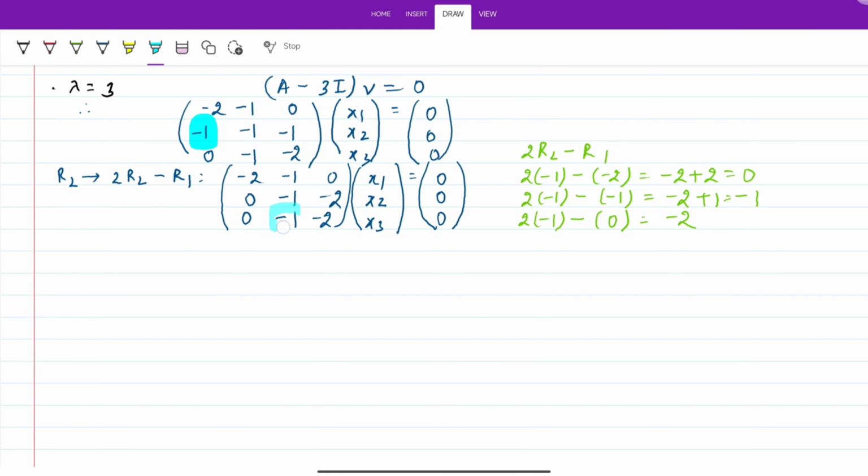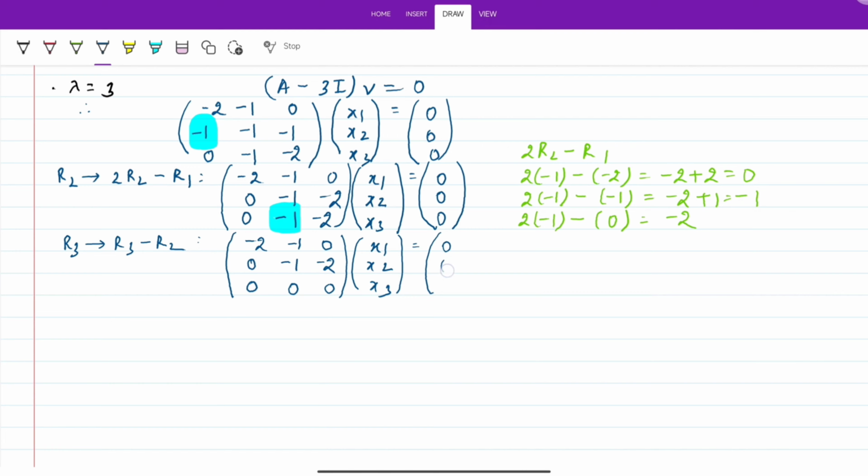After this, we got to reduce this entry to 0, and for this we perform the ERO, R3 changes to R3 minus R2, which gives us first row as it is, second row as it is. The third row will be 0 minus 0, negative 1 minus negative 1, which is 0, and negative 2 minus negative 2, which is again 0, times x1, x2, x3 is equal to 0, 0, 0.